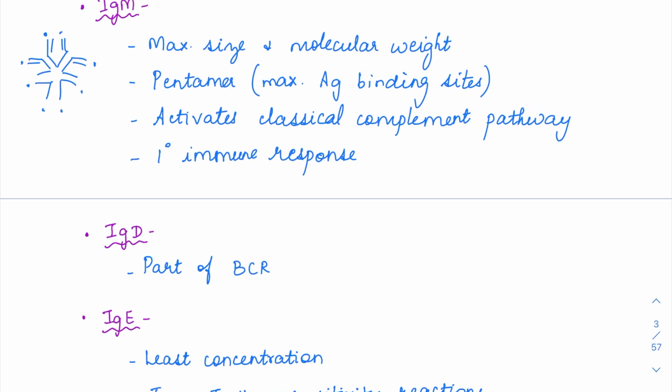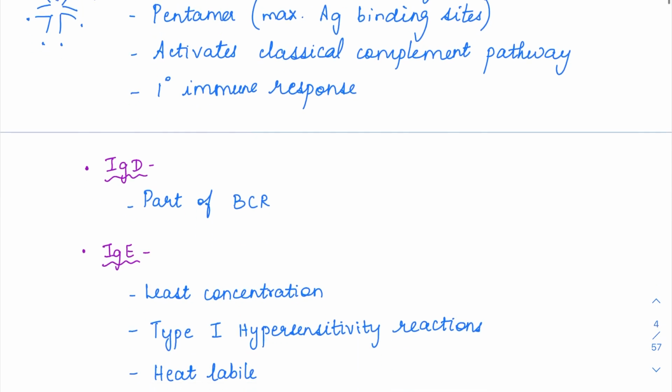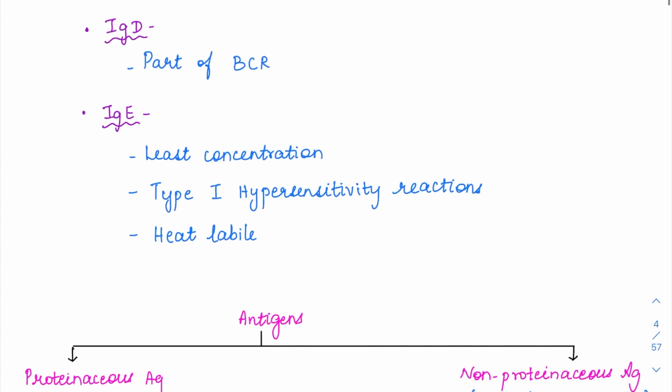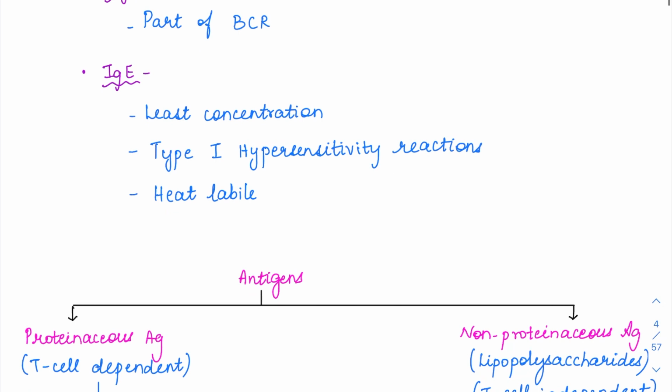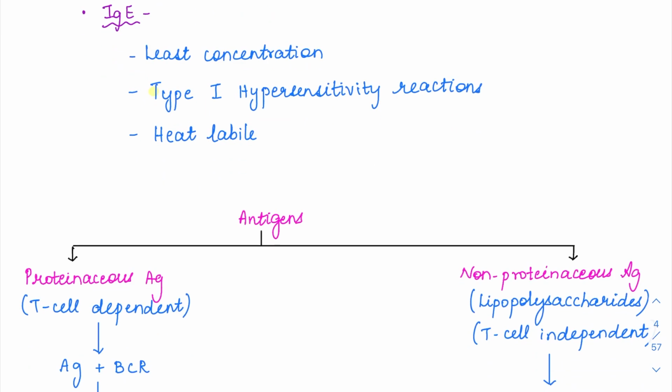Then, as I mentioned, it can also activate the classical complement pathway. IgM is the primary immune response. So the secondary immune response was IgG, while primary was IgM. Then coming to IgD, both IgM and IgD were actually part of the B cell receptor. Then IgE is the immunoglobulin present in the least concentration. IgE is involved in type 1 hypersensitivity reactions. So allergic reactions have these IgE mediated responses. Allergy is an example of type 1 hypersensitivity wherein you have an IgE mediated response.